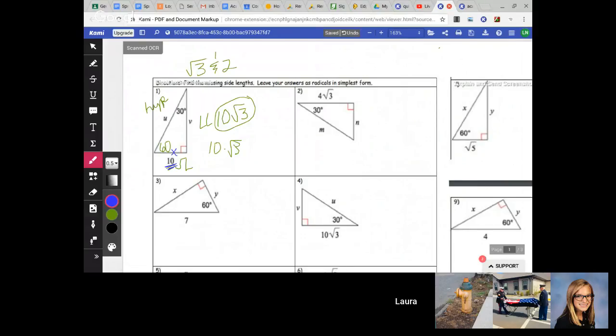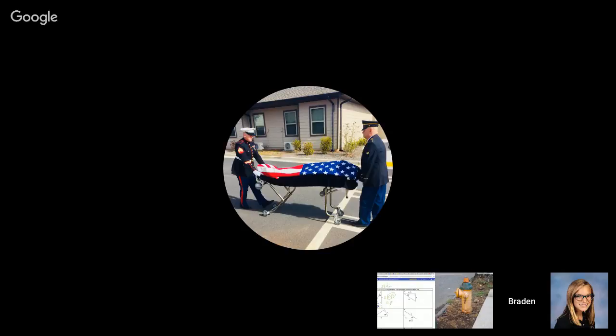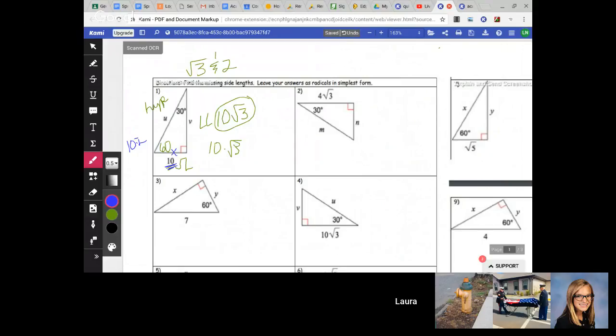And then what? 10 times 2. Yep. So the hypotenuse equals 20. Is that more clear? Yes, ma'am. Okay.